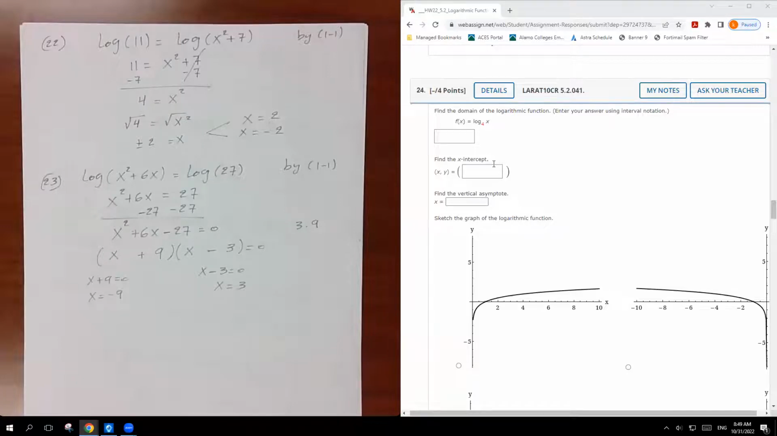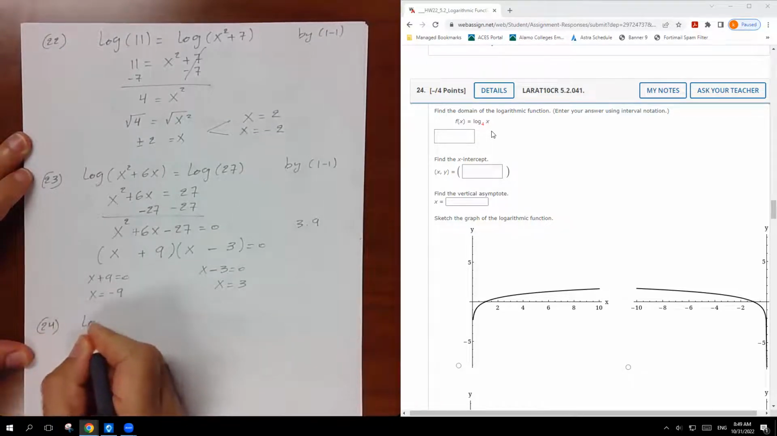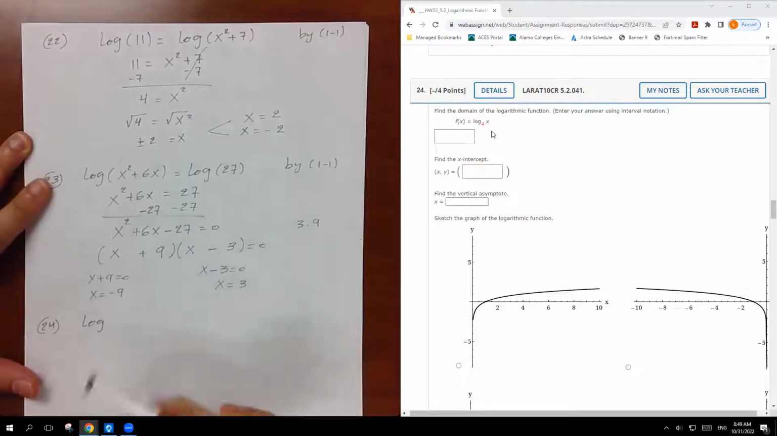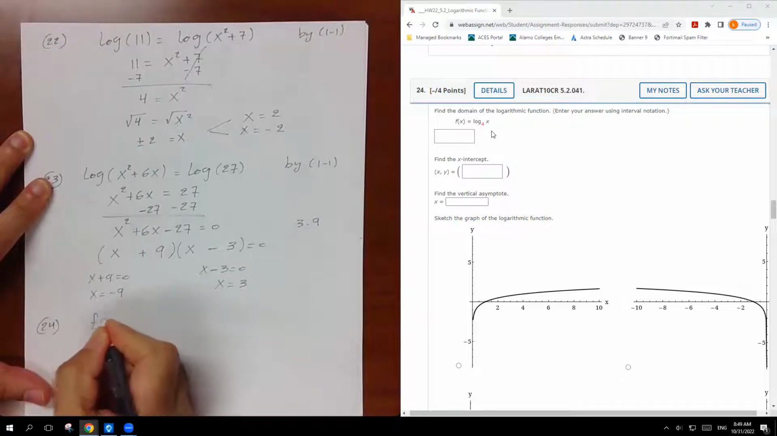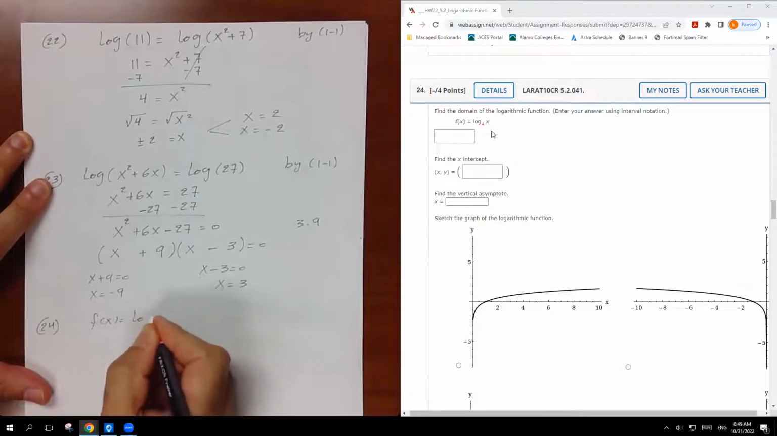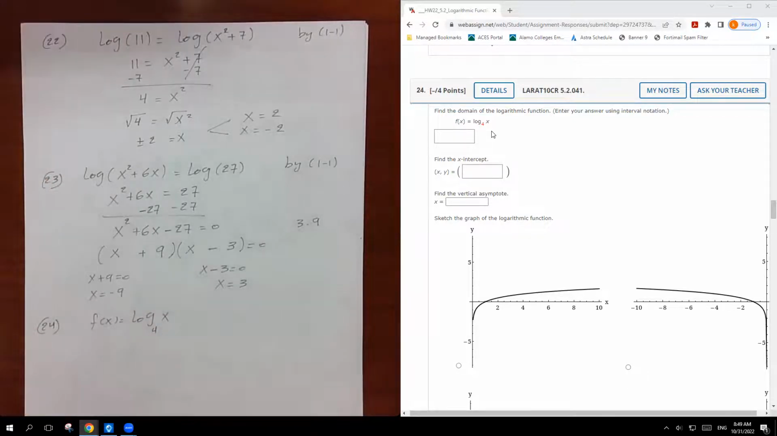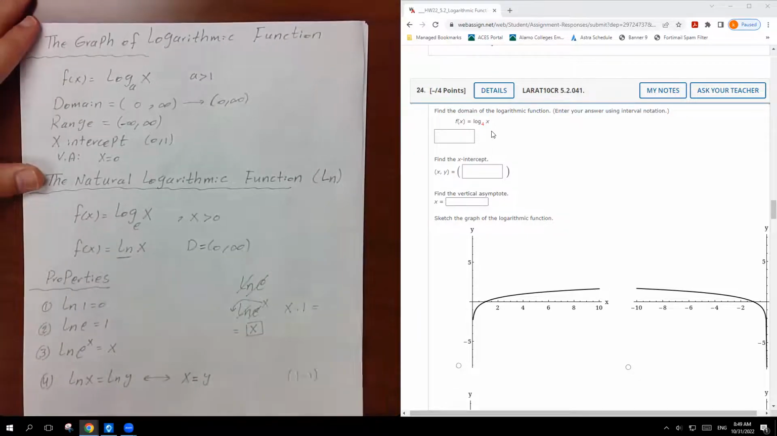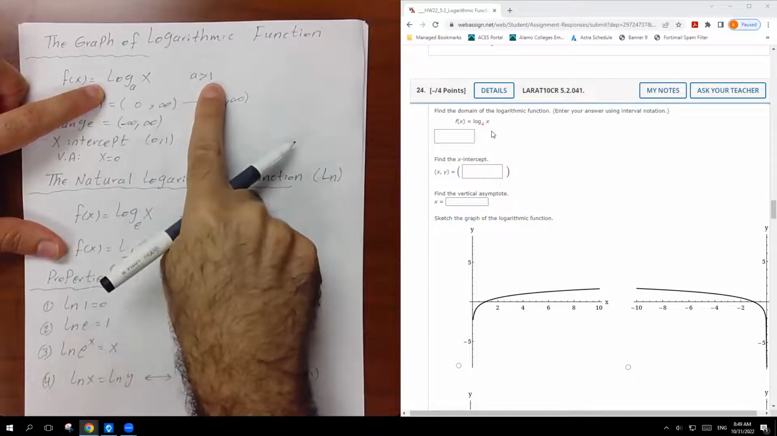So the first thing we need is to find the domain. If you look at this example, example 24, it's log to the base 4 of x, and it's telling you f of x. So f of x equals log to the base 4 of x. It's exactly like the general form of the logarithm. You see the general form, log to the base a of x, and a is greater than 1.